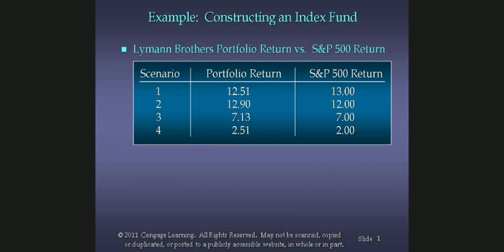This table shows a comparison of the Lehman Brothers portfolio return versus the S&P 500 return for each scenario. As you have noticed, the portfolio returns match the S&P 500 returns very closely. So we just illustrated a very important application of nonlinear programming in finance. In the next section, we show how the Markowitz model can be used to construct a portfolio that minimizes risk subject to a constraint requiring a minimum level of return.